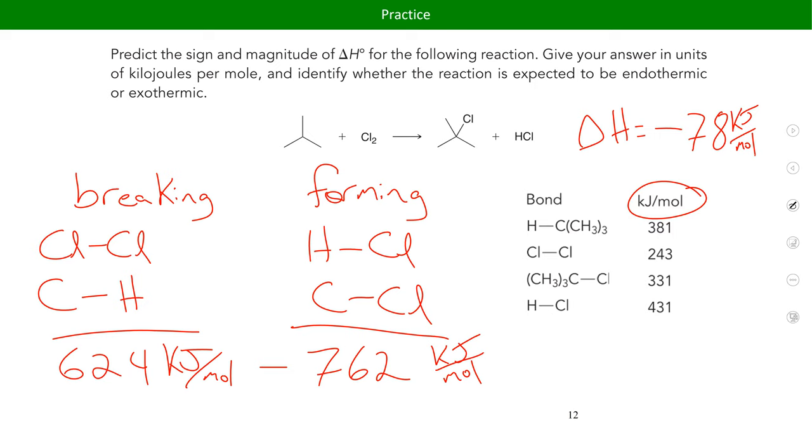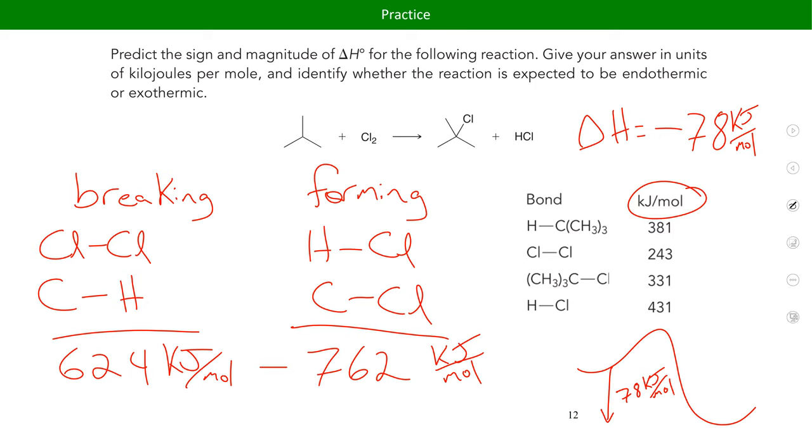So if it's negative, then we're going downhill in energy on our potential energy surface. Downhill in energy by 78 kilojoules per mole means exothermic. Exactly. It's going to release that heat. It's a handy way, if you have a giant table of these bond dissociation energies, or if you're just looking for something real general. It's a good way to estimate whether a reaction is going to be downhill in energy and by roughly how much.